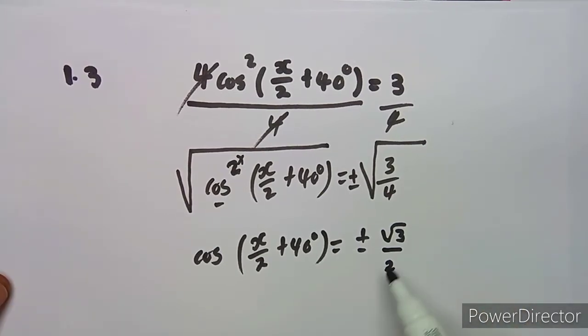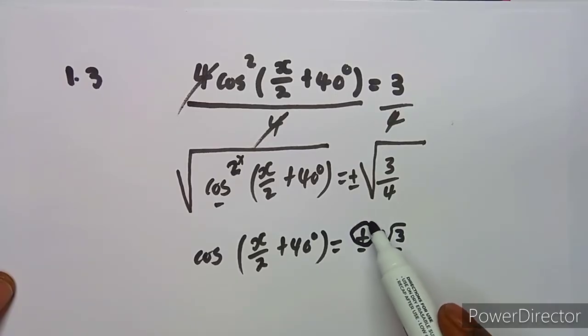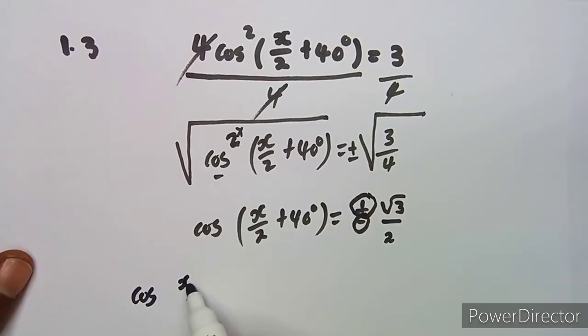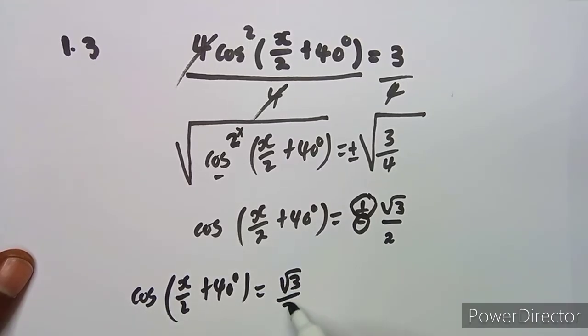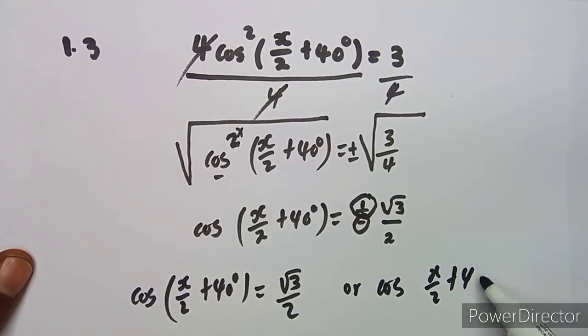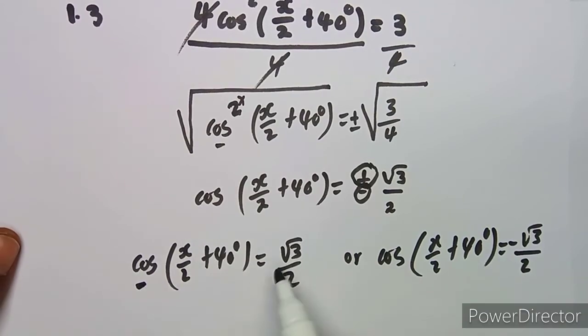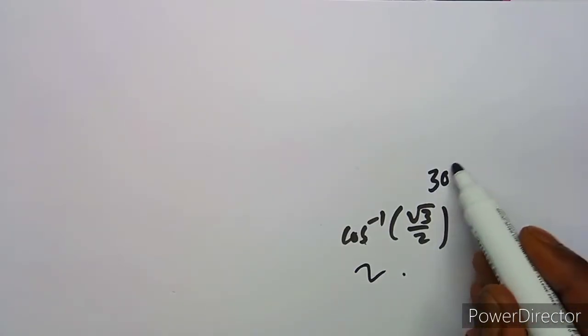So which means we are going to have two possible solutions here, a plus and a minus. We are going to have cos(x/2 + 40 degrees) equal to square root of 3 over 2, or another condition of cos(x/2 + 40 degrees) equal to negative square root of 3 over 2. To remove this cos, we write this side as arc cos of square root of 3 over 2, which is just shift cos from your calculator, and this is going to give you 30 degrees.